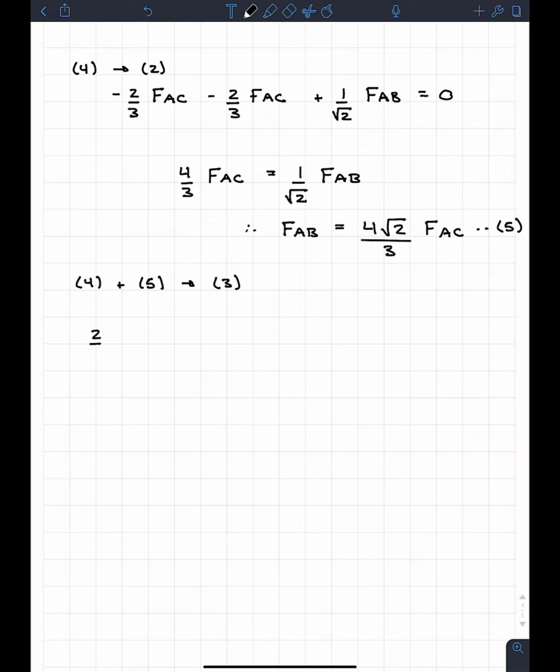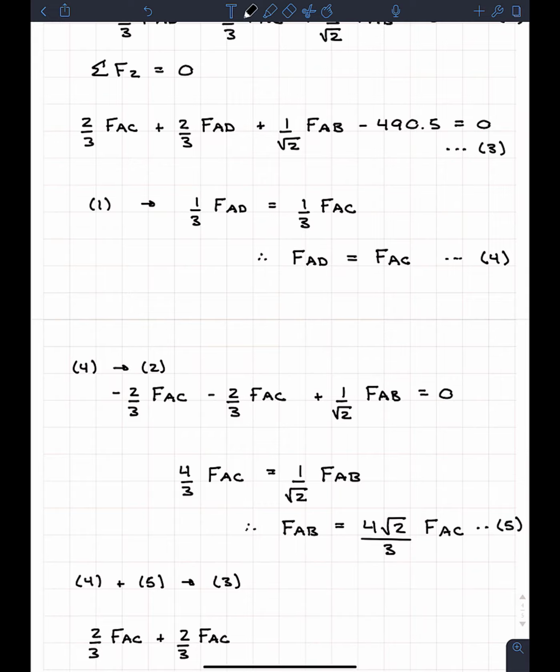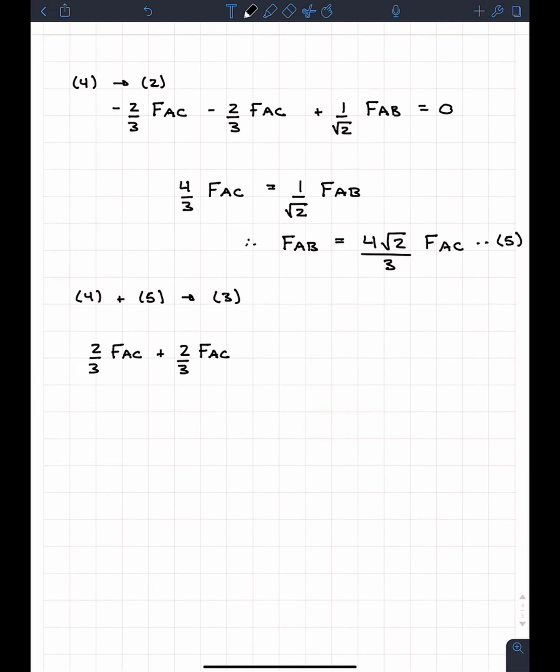So we're going to have 2/3 of FAC. And then the second one is 2/3 of FAD, but we know that FAD is actually just equal to FAC. And the final one we have before the 490 is plus 1 over root 2 FAB. So we're going to go plus 1 over root 2, and instead of FAB, we're going to substitute 4 root 2 over 3 FAC. And we know that this is going to be equal to 490.5. So I just moved the 490.5 to the other side.